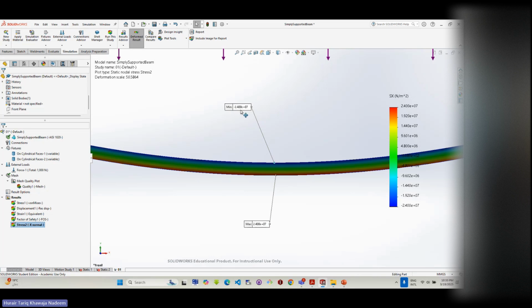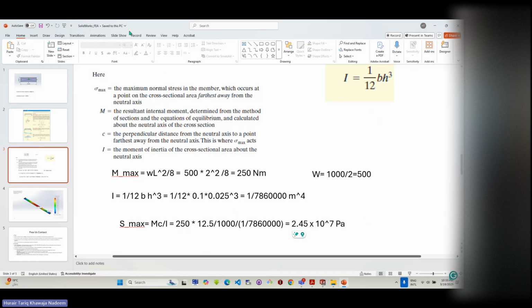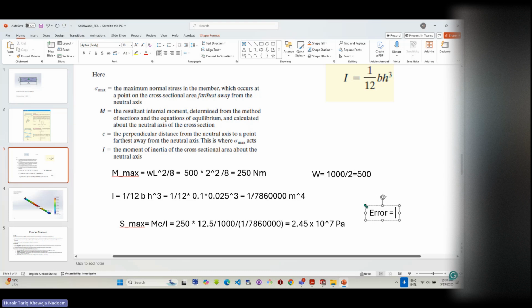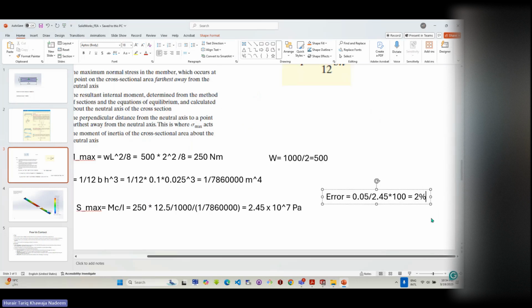And let's see how much the error actually is. Okay. So this is 2.4. What is the difference? So error is going to be how much? Insert text box: error is 0.05 divided by 2.45. You can consider this as a reference. So it was actually 2.40 in the simulation. Multiply by 100. So I'm going to do it on my calculator: 0.05 divided by 2.45 multiplied by 100. It's nearly 2% error. 2%, which is nothing.